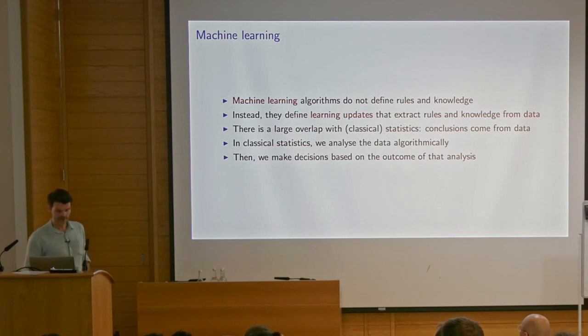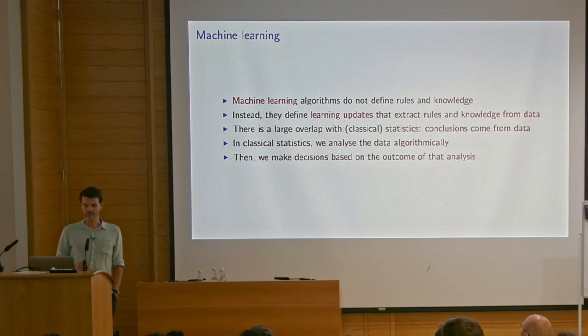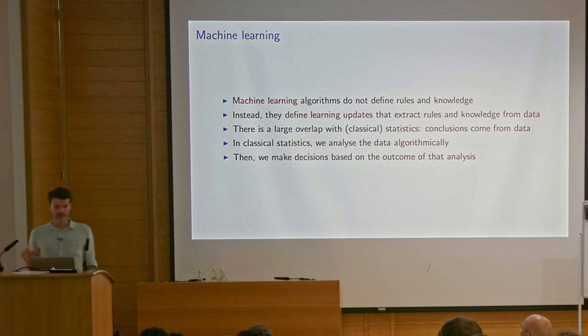Now, what is an alternative? Machine learning, in general, in my definition, refers to the research field which does research on algorithms that do not define these rules and knowledge at the same level, but instead define learning updates that then can be used to extract rules and knowledge from data. And this is the important bit. Of course, I'm talking about these two approaches quite prototypically, as if they're completely separate, for simplicity, which they don't need to be.